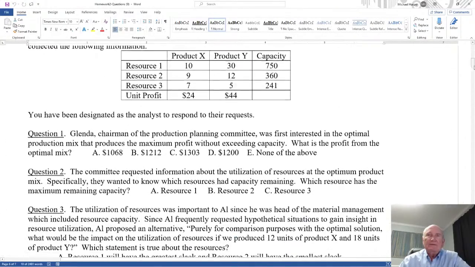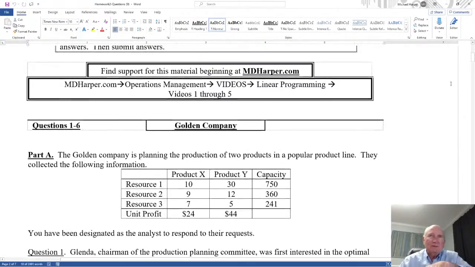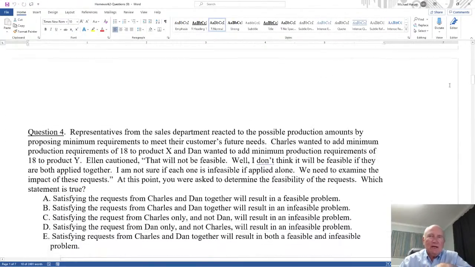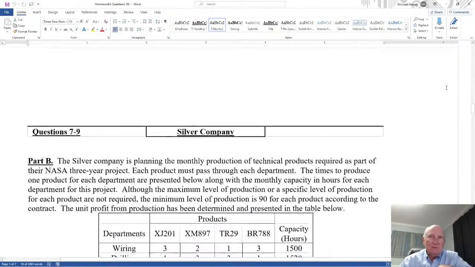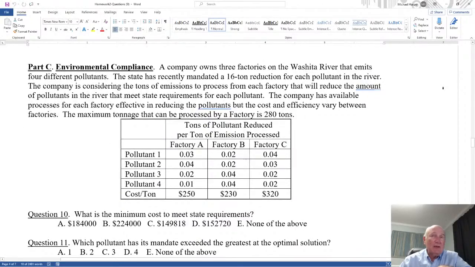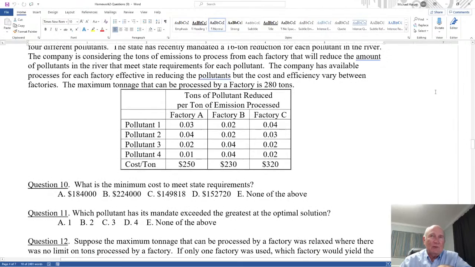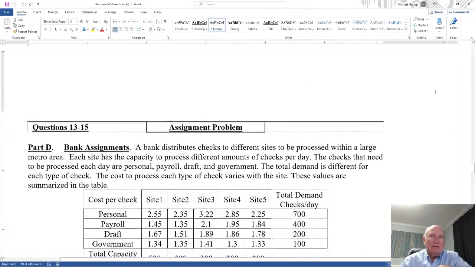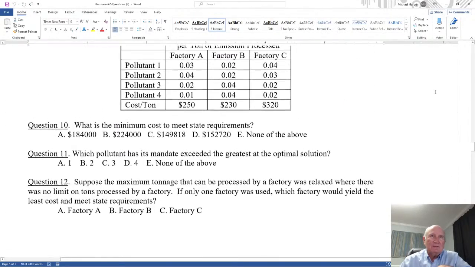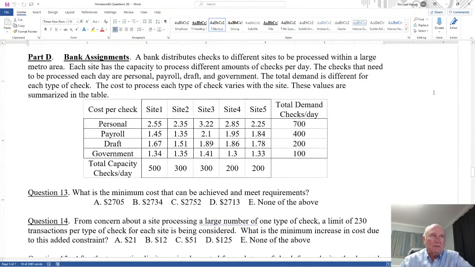Yeah, these are just two-dimensional. I jumped to a three-dimensional problem, the silver company. Then I jumped to the environmental compliance. I think I did cover that, so everyone can see how to work that. And also this is a good one. And then the assignment problem I just worked.